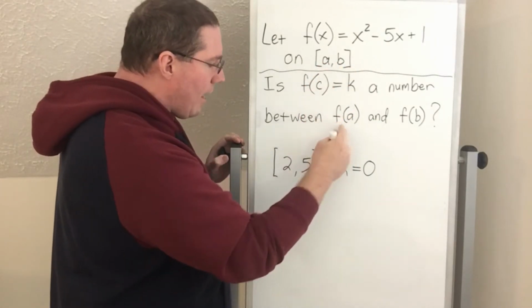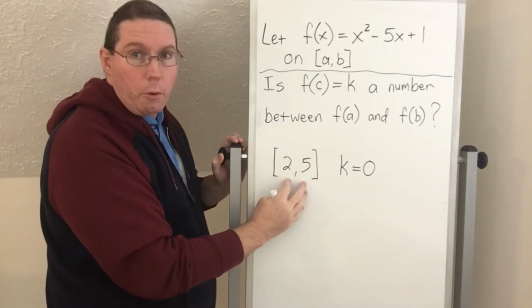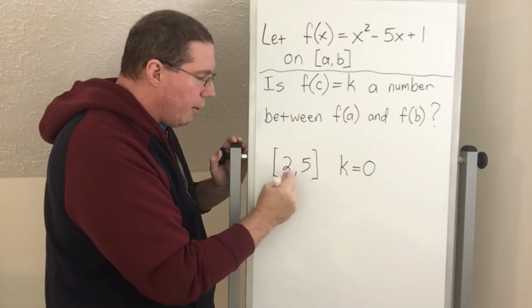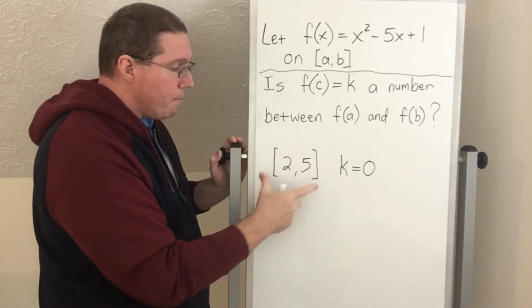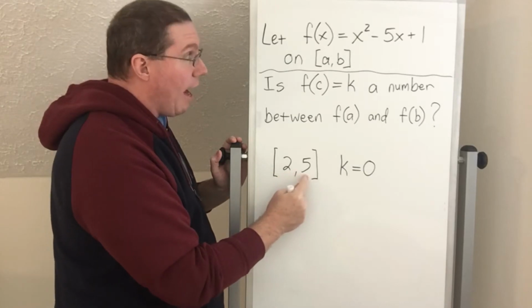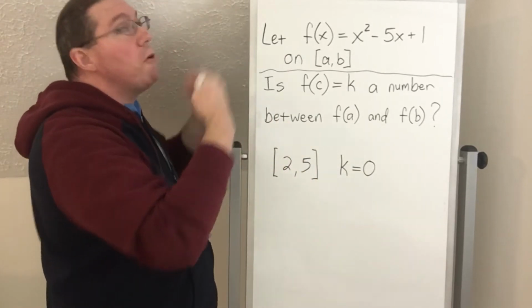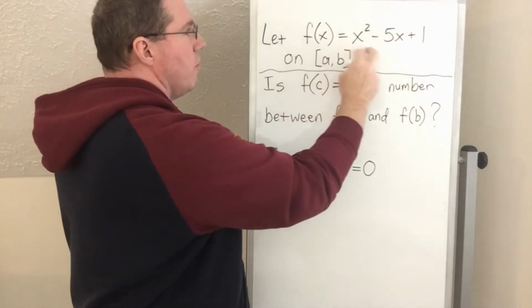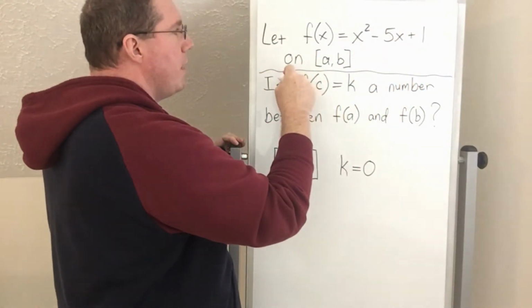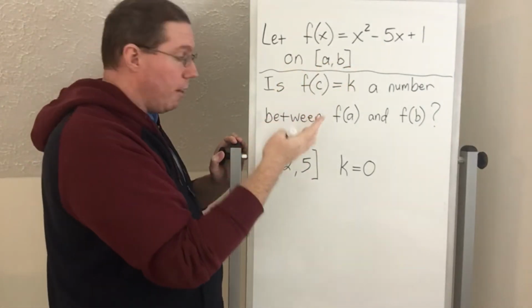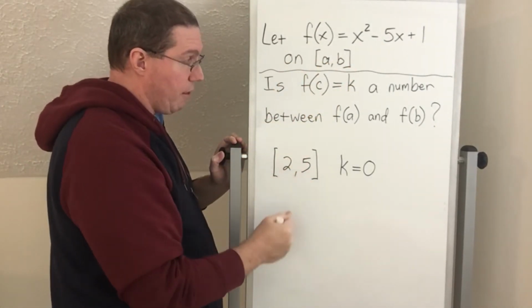So if A, let's say down here, so here's the example we're going to do. In almost every case, I have to give you a number for A and a number for B. So in this particular case, A is 2 and B is 5. So we would reread this and we would say, let f of x, this function, be a function on the interval from 2 to 5. Okay, because we're saying that A is 2 and B is 5.